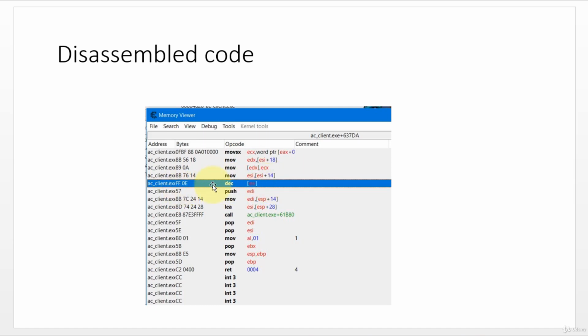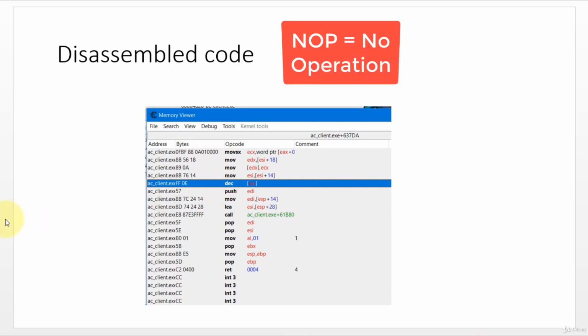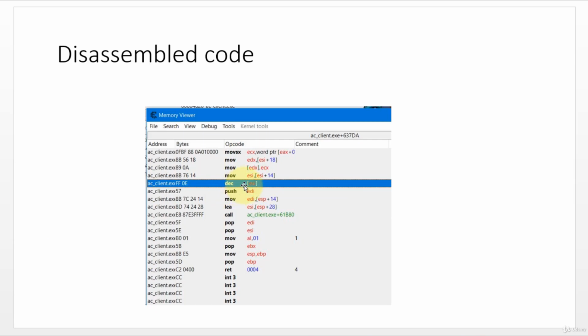So one way to hack this to cause it not to decrease is to replace this instruction with nothing. What do you mean by nothing? In assembly language, there is an instruction called NOP, which stands for no operation. So if you were to replace this instruction with NOP, then your health or your ammo will never be decreased. Every time the instruction comes to this line, there will be a no operation, and it will just continue with the rest.